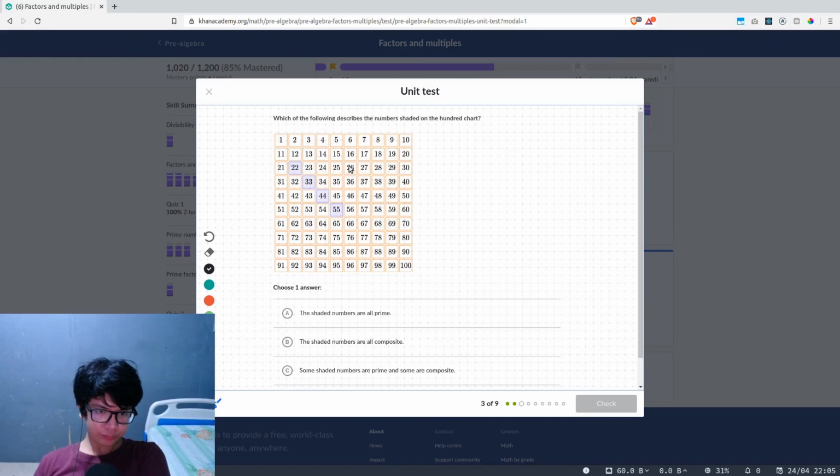Which of the following numbers are shaded on this chart below? Composite. They're all composite. Composite numbers. There's nothing prime. 30 is not prime.